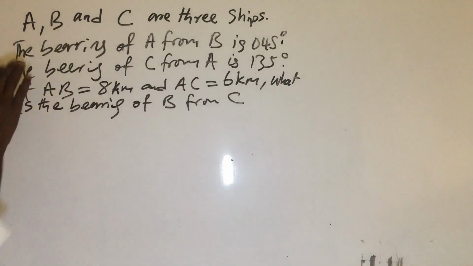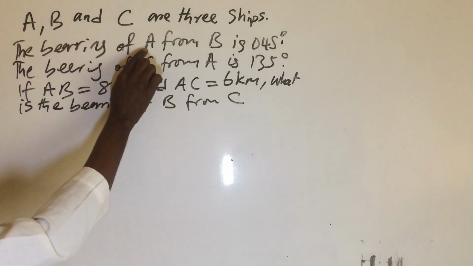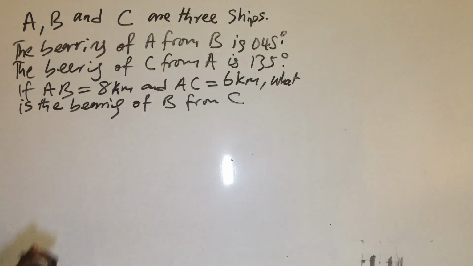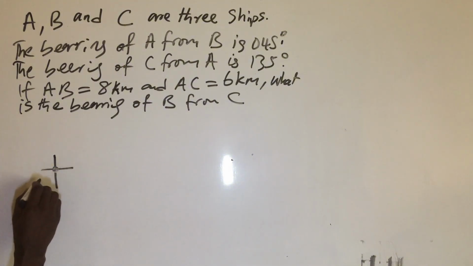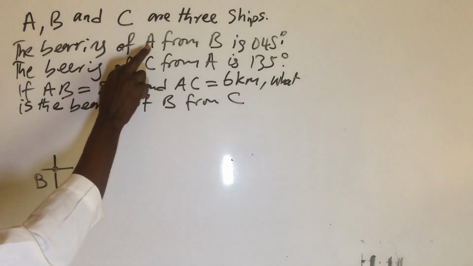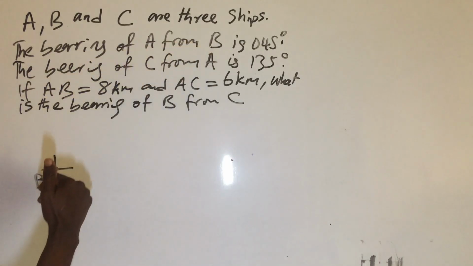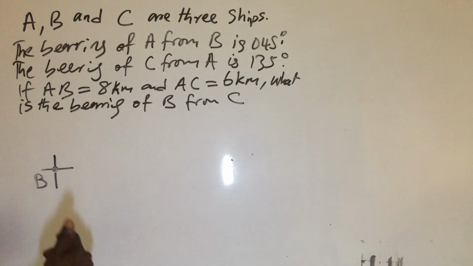In the question, we have three ships here, okay? And A takes off from B. Let's say this ship here is our B. This is ship B, where A takes off from, because they say the bearing of A from B means that A takes off from B. Considering A when it takes off from B is 45 degrees.